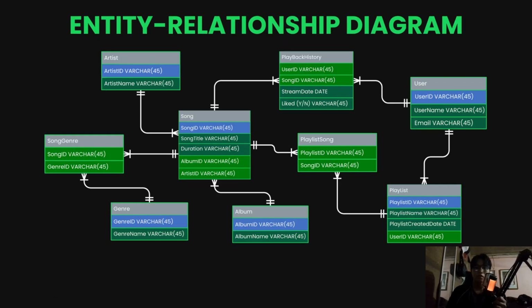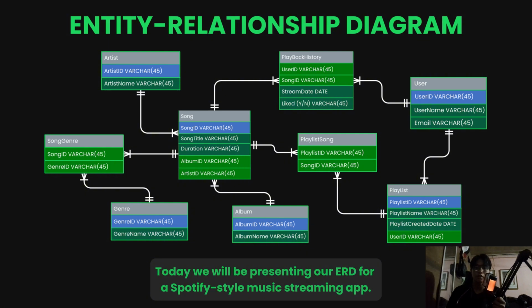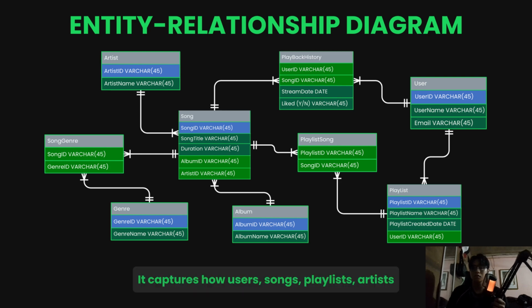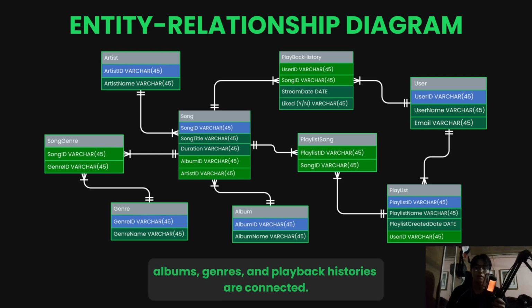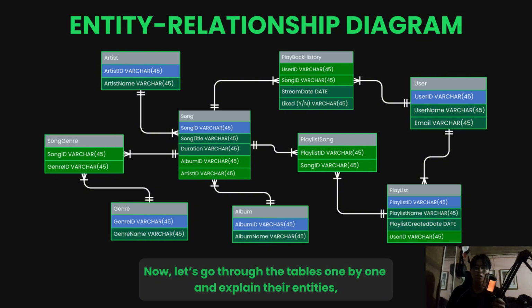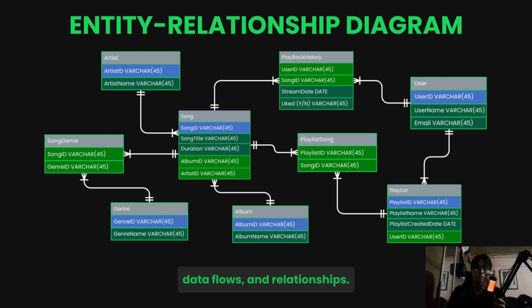Hello everyone. Today we will be presenting our entity relationship diagram for a Spotify-style music streaming app. Our ERD represents the structure of a Spotify-style music streaming application. It captures how users, songs, playlists, artists, albums, genres, and playback histories are connected. Now, let's go through the tables one by one and explain their entities, data flows, and relationships.